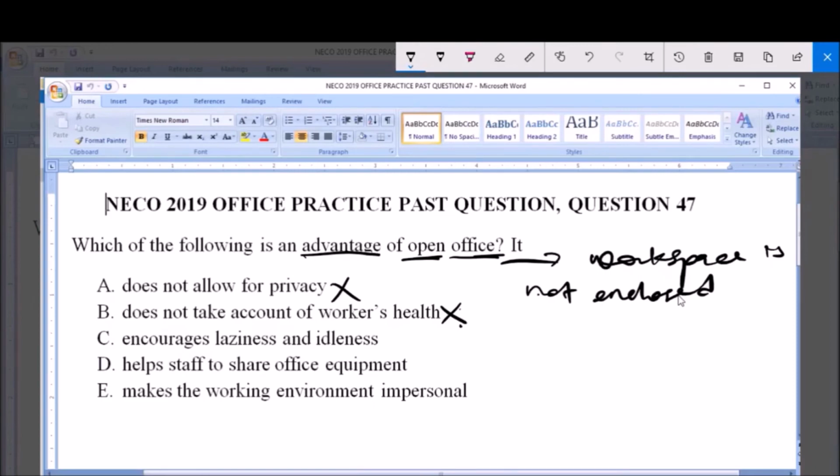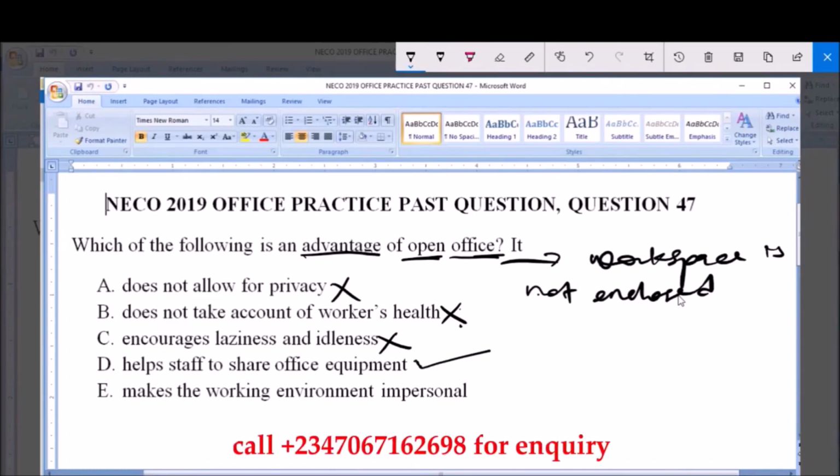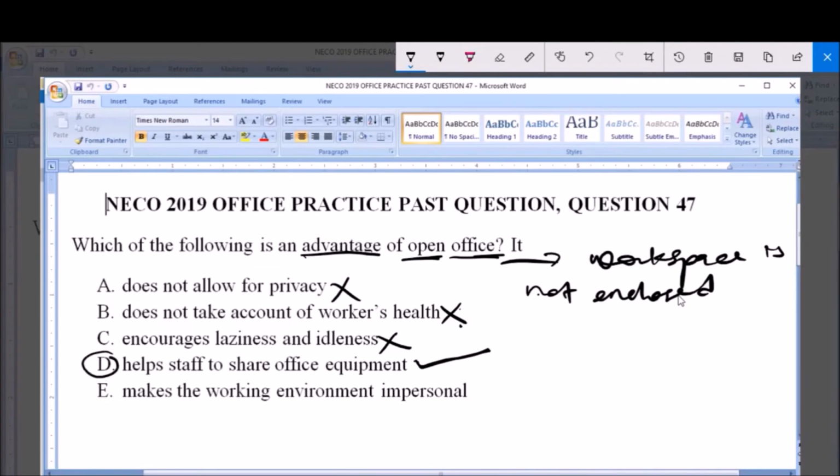C says encourage laziness, that is a disadvantage. And D says helps staff to share office equipment. Yes, this is an advantage of open office. It helps staff to share equipment. Let's take for instance, maybe there's a limited number of this office equipment. Because of the open office layout, it is possible for the staff to share this office equipment. So this is an advantage of open office.